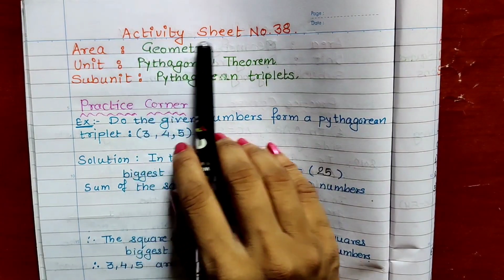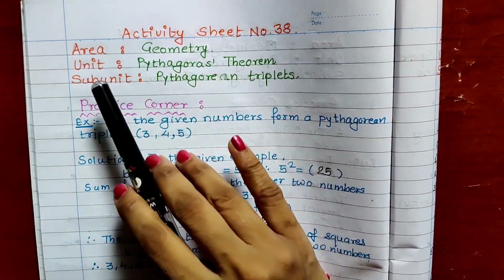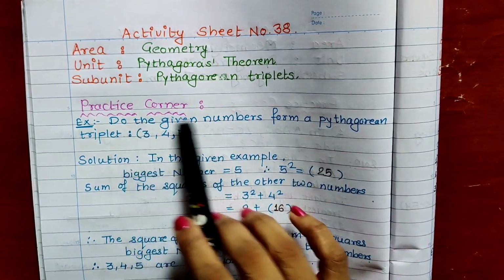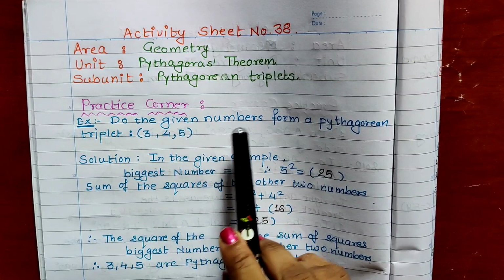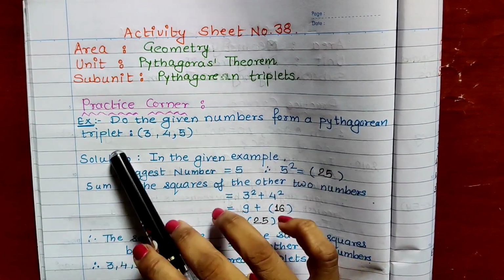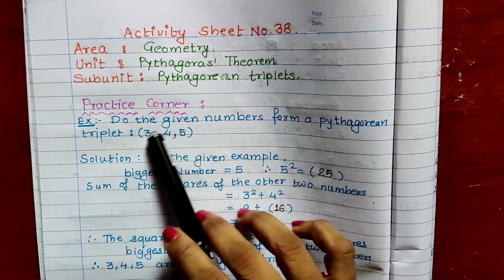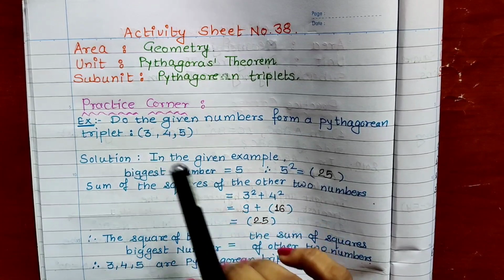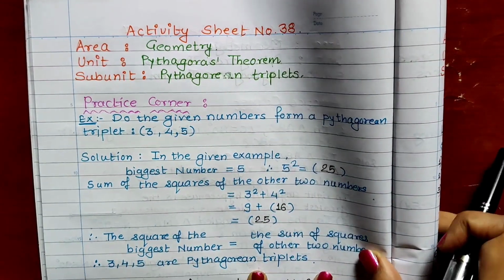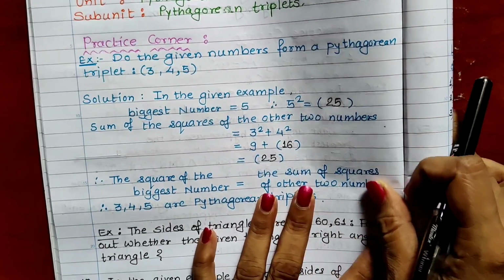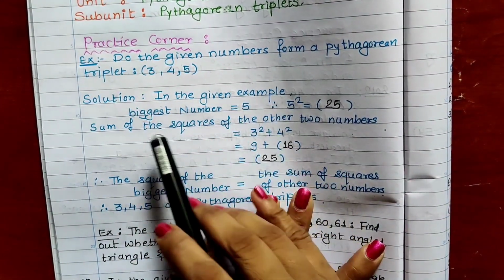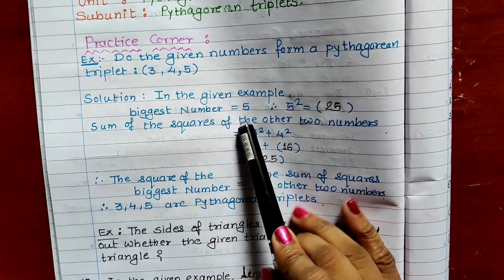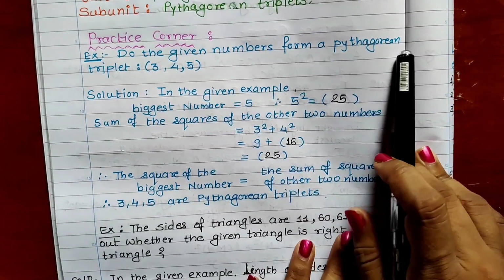So children, this is activity sheet number 38. Area is geometry, unit is Pythagoras' theorem, and subunit is Pythagorean triplet. In practice corner, first example is, do the given numbers form a Pythagorean triplet or not? That means 3 numbers are given. This is a triplet. 3 number means triplet. But we have to check whether it is Pythagorean triplet or not. So for that, how to solve? We have to fill in the blanks only. Solution: in the given example, biggest number, which is the biggest number from 3, 4, 5. 5 is the biggest number. So biggest number is 5. Then 5 square.